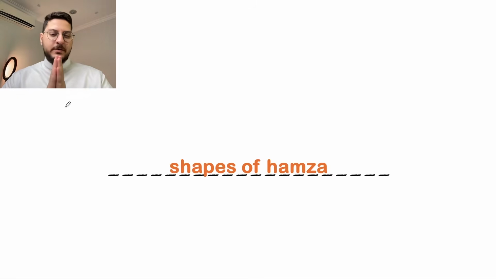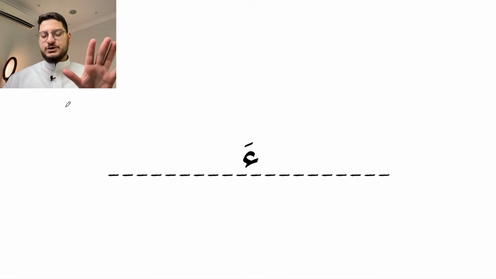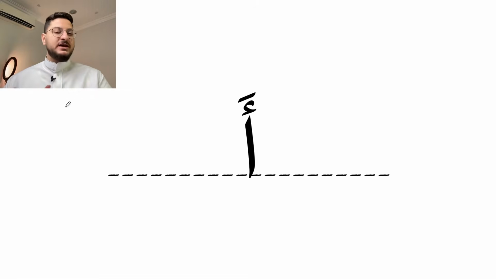Okay, now let's talk about the shapes of Hamza in Arabic. First, let me remind you what the Hamza was. This was the Hamza, right? And we said we will mostly see it on top of an alif, as in this case. And we said this would be a, right? And we said the Hamza would be either a or e or u, depending on the haraka it has, depending on the vowel it has.